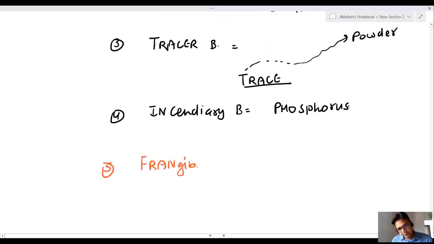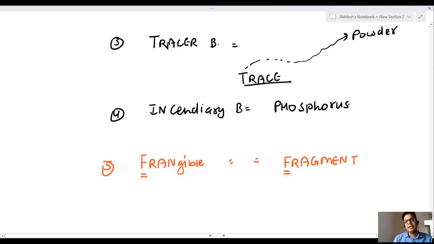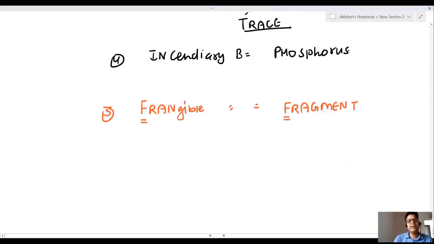Sir, frangible bullet. F for frangible. F for it divides in fragments. So fragmented bullet is a frangible bullet.